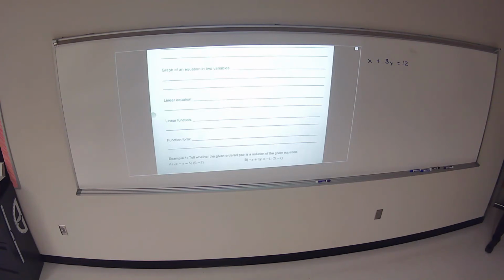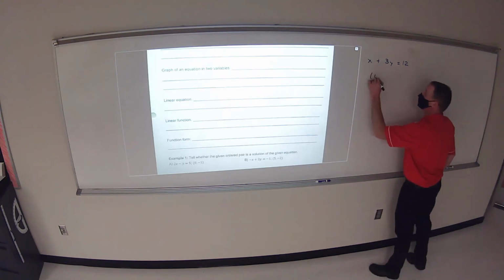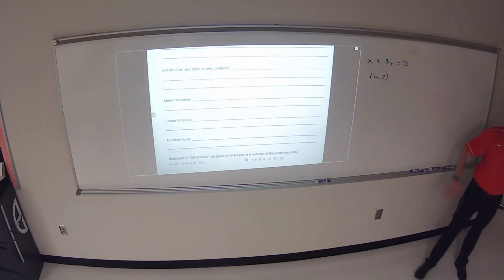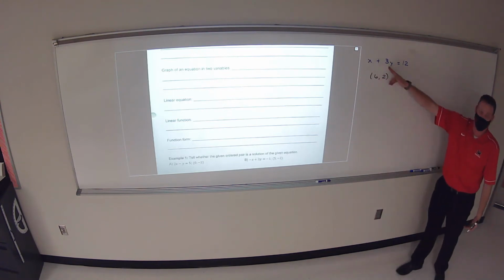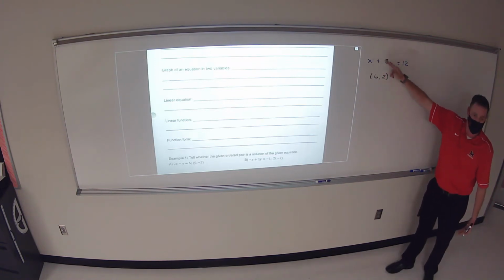So Chloe K, did you come up with an ordered pair that made this true? What was it? 6 and 2. Now we should always be able to double check your answer, because if we plug this in for X and plug this in for Y, we ask ourselves, does it produce a true statement? If we plug 6 in for X, this is 6. If we plug 2 in for Y, this becomes 3 times 2, which is 6. And what's 6 plus 6? 12. So this one is a solution.